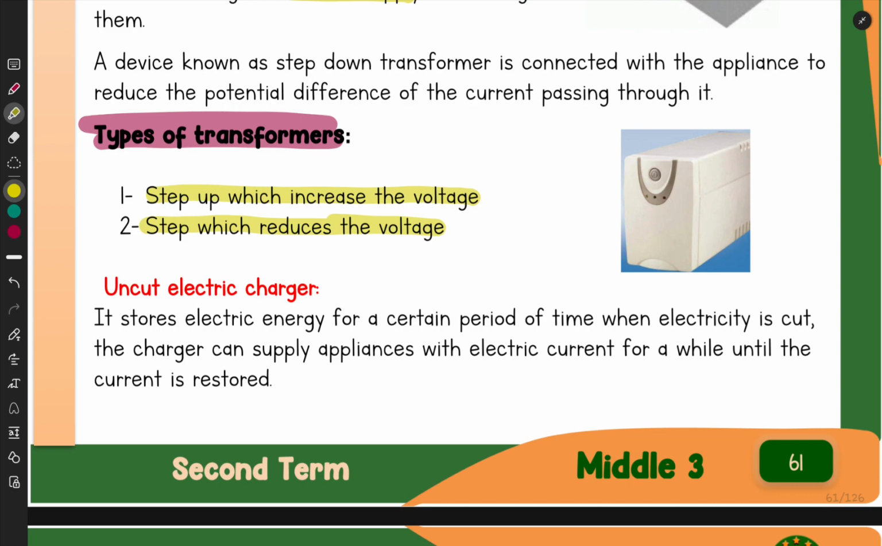Uncut electric charger. It stores electric energy for a certain period of time. When the electricity is cut, the charger can supply appliances with electric current for a while until the current is restored.